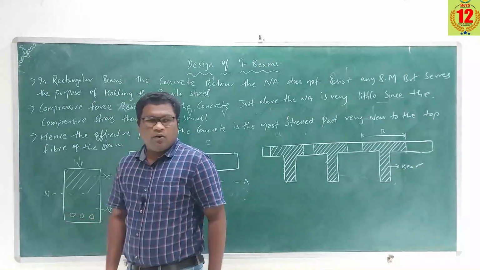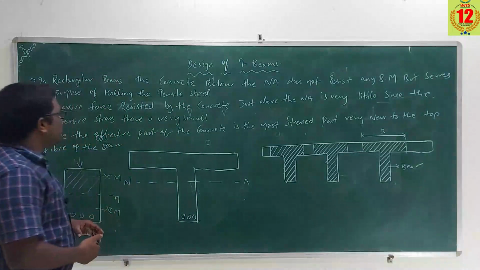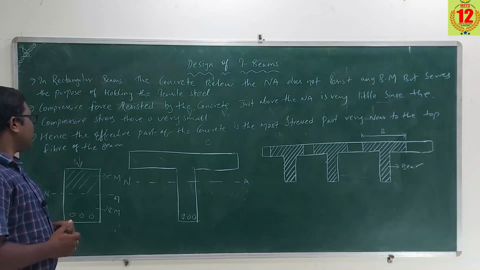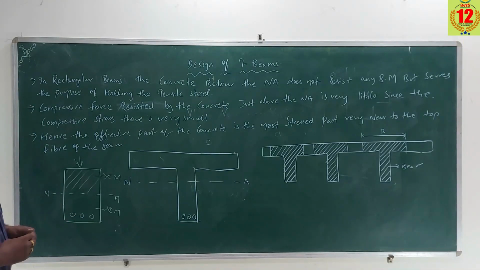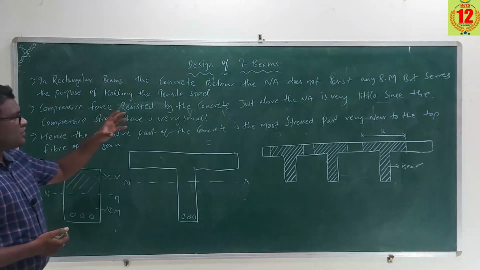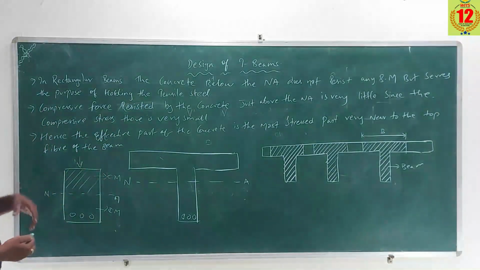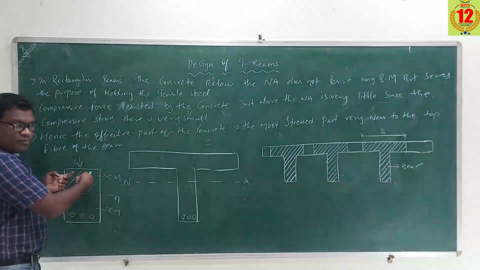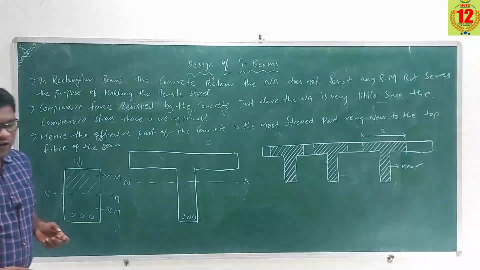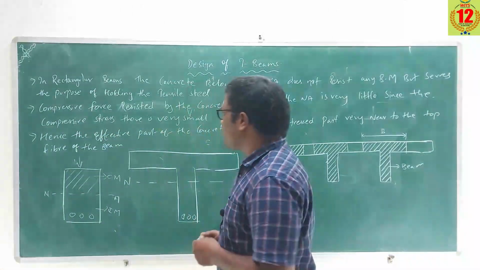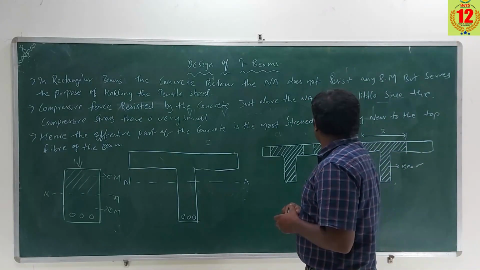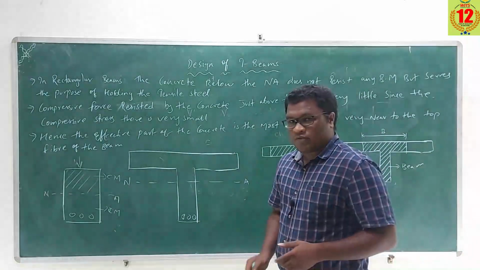in the tension member. Okay, now the next point is that the compressive force resisted by the concrete just above the neutral axis is very little, since the compressive stresses there are very small. The compressive force is mostly taken in the top fiber itself, so we have to avoid that. Hence the efficient part of the concrete is the most stressed part, very near the top fiber of the beam.